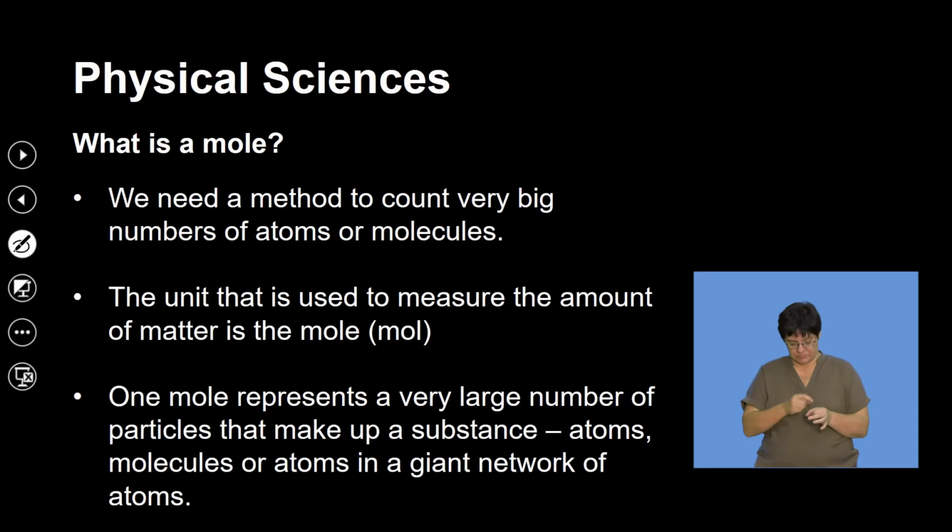So the unit that is used to measure the amount of matter is the mole. MOL for mole is the shortened version, so you'd use mol to represent the mole. One mole represents a very large number of particles that make up a substance. What makes up a substance? It can be atoms if it's an element. It could be molecules if it's an element or a compound. It could be atoms that make up a giant network of atoms.